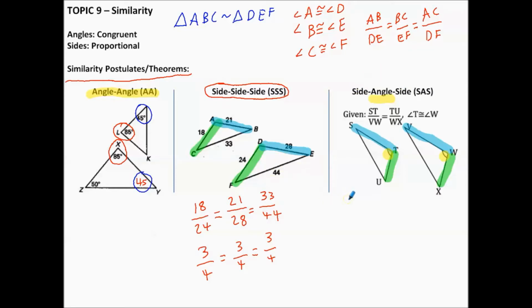So these are the three shortcuts, and they're really easy to remember, and they're really easy to work with. So please, when you're working with proofs, there's only three ways you can end a similarity proof: angle, angle, side, side, side, and side, angle, side.